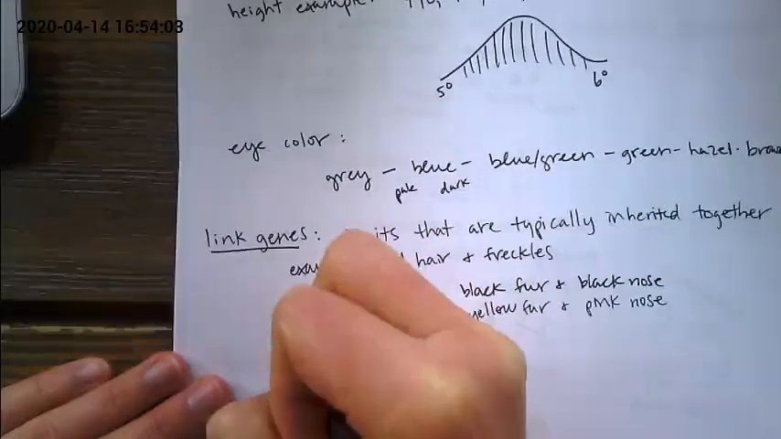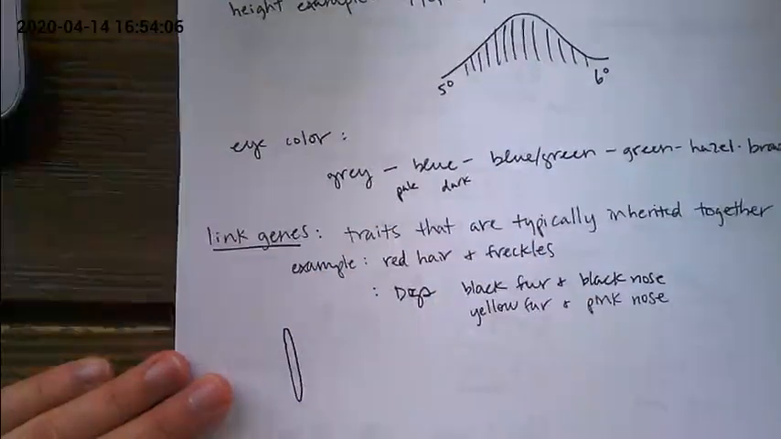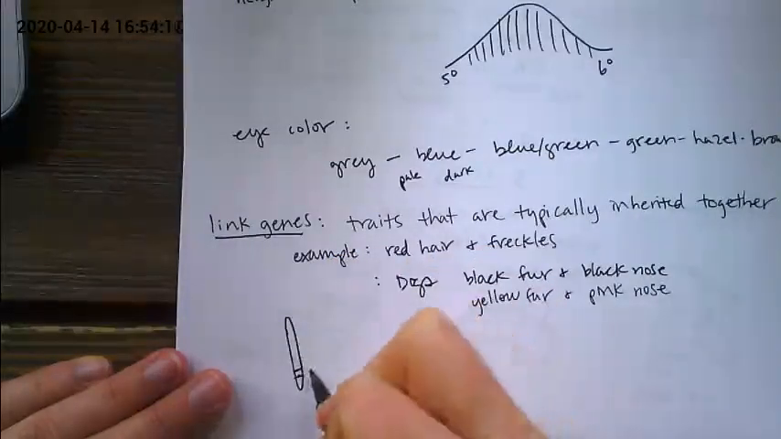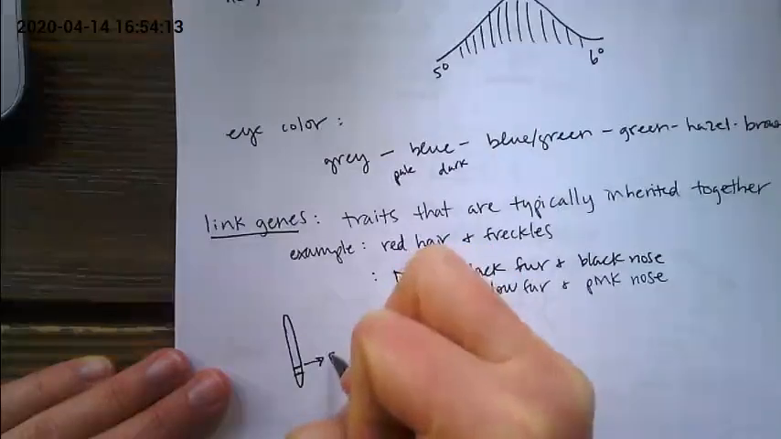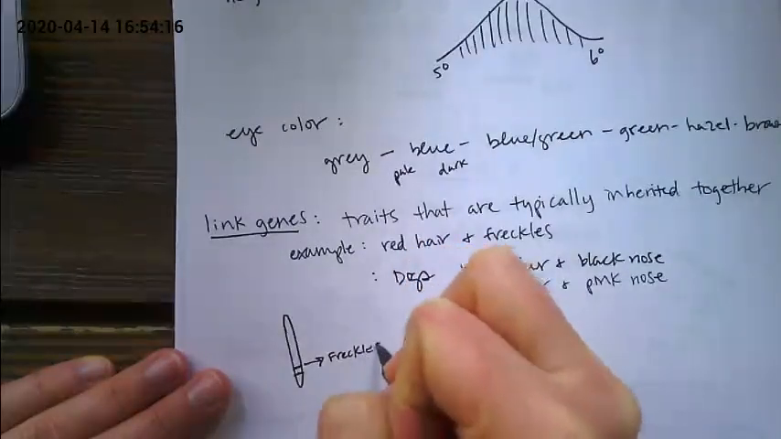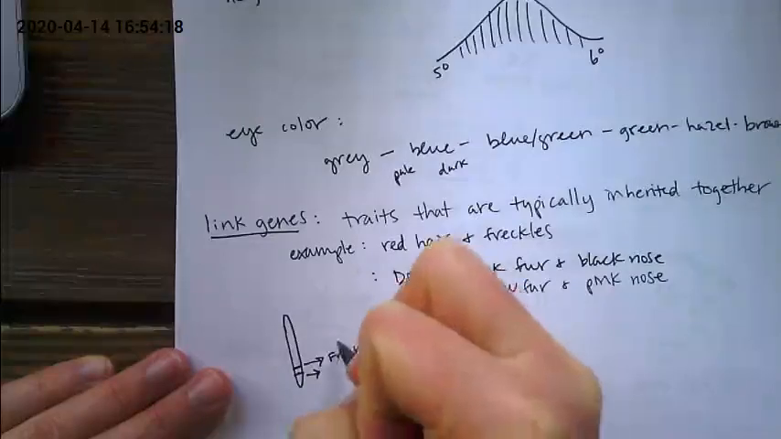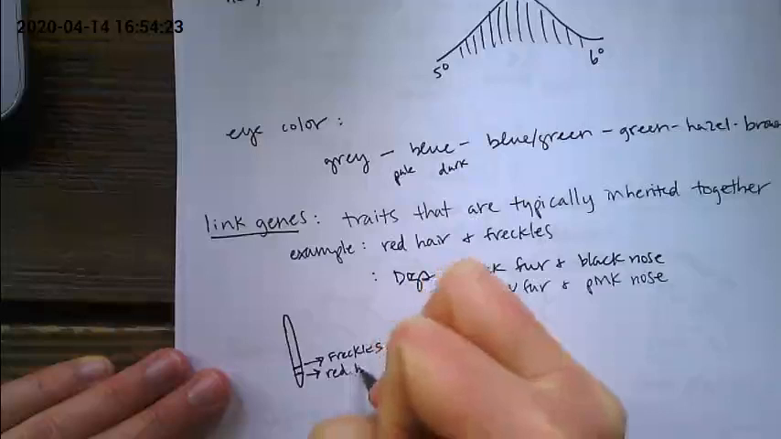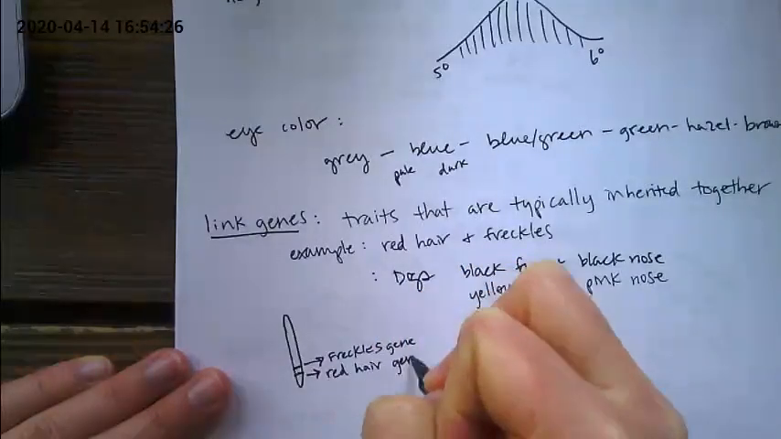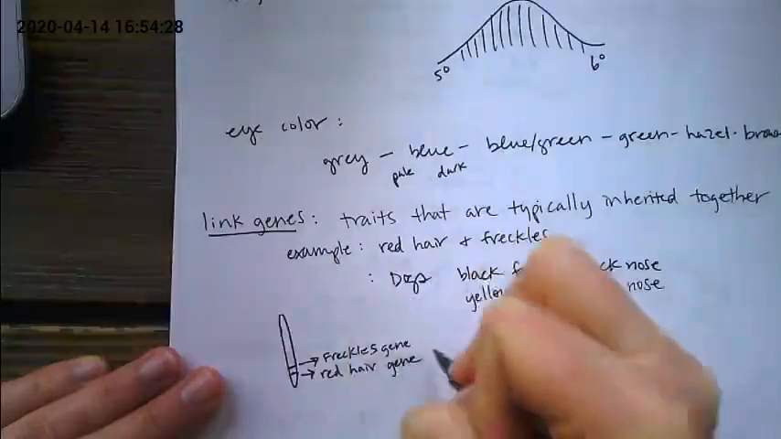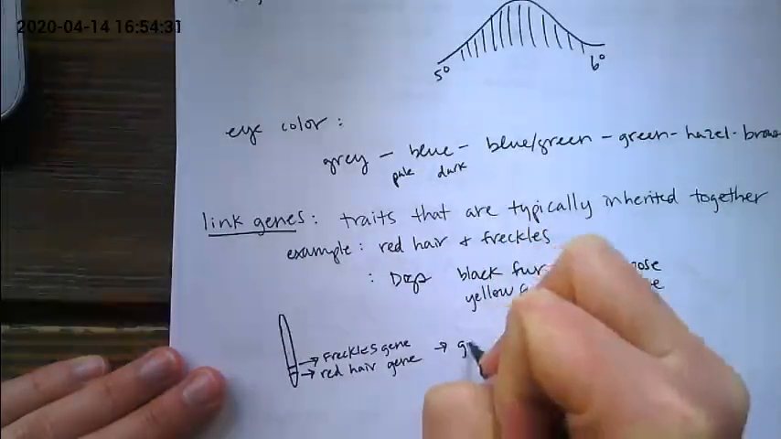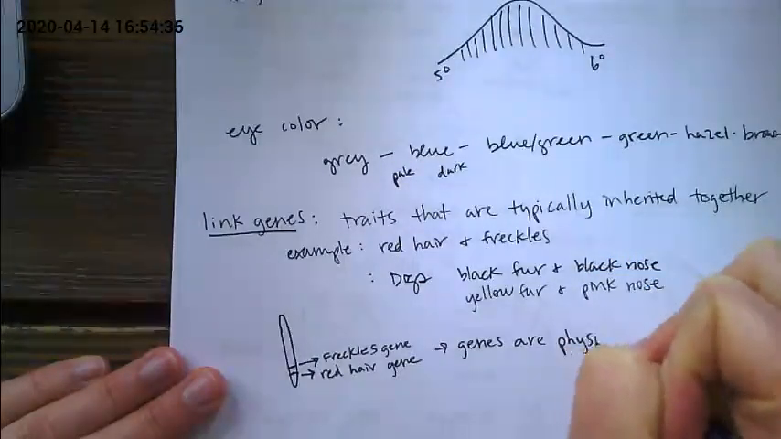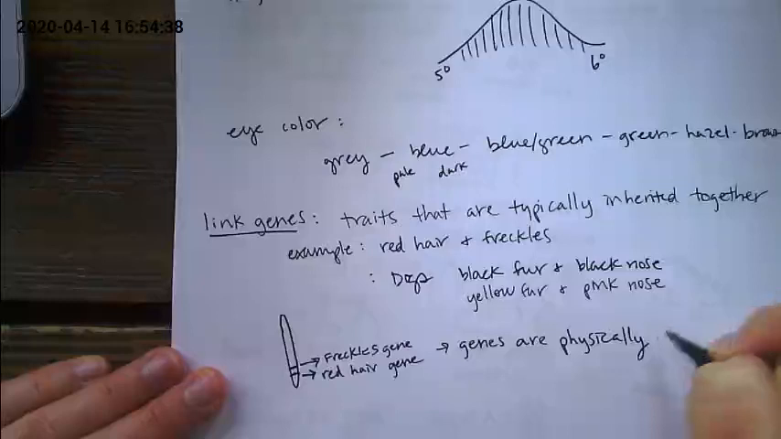And what that refers to, if we go back to our chromosome, is traits that are, right, this might be the gene for freckles, and this would be the red hair gene, okay? They are physically close together on the chromosome.